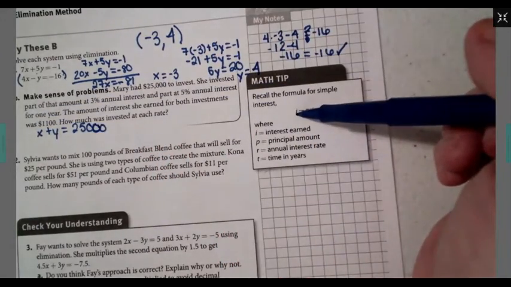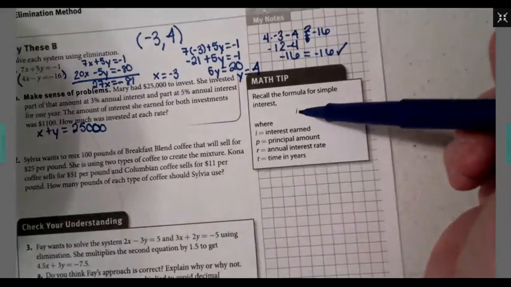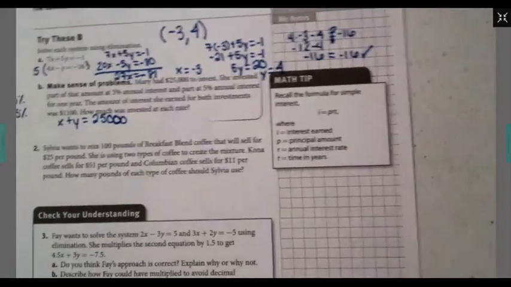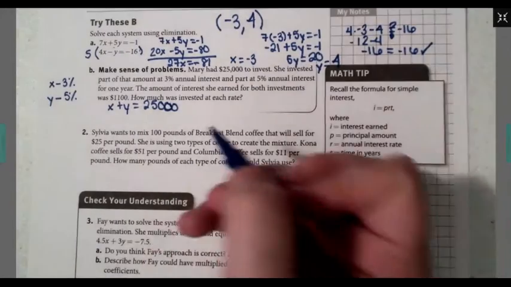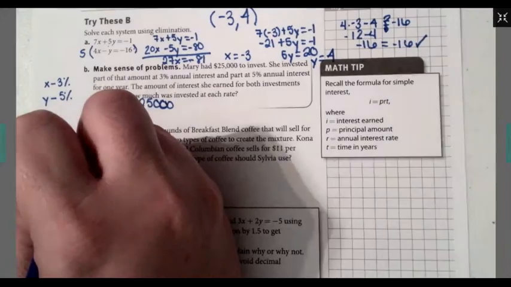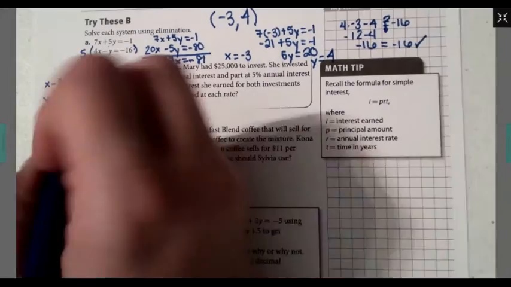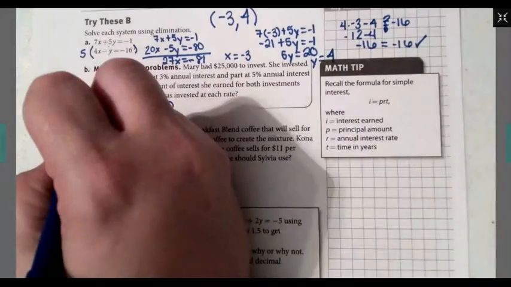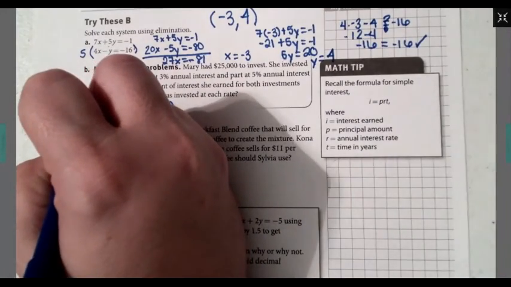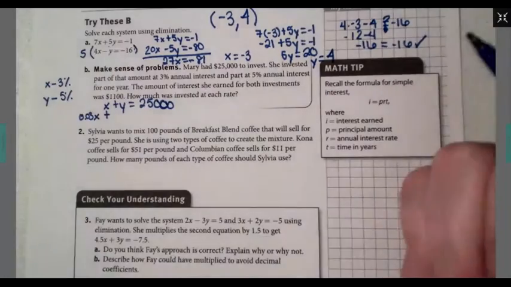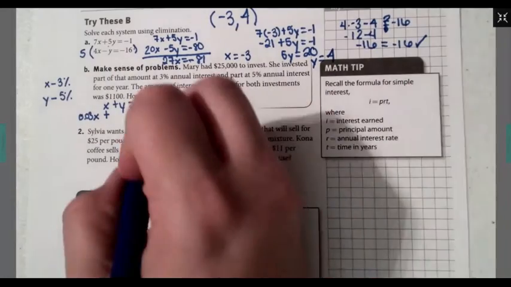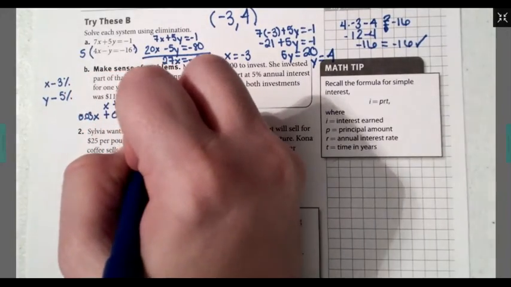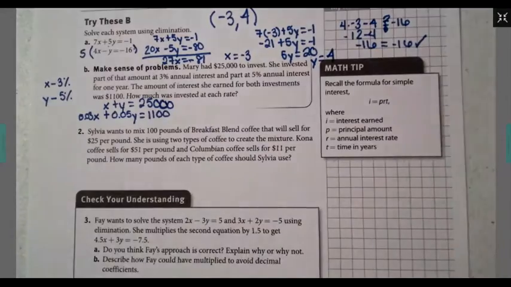We know that our interest for one plus the interest for the other equals $1,100. Well, we know that x is at 3%. So I know principal, so x, times my interest, which is 0.03. And we're keeping it in there for 1 year, so that's going to be times 1. Plus 0.05 times y is going to equal $1,100.